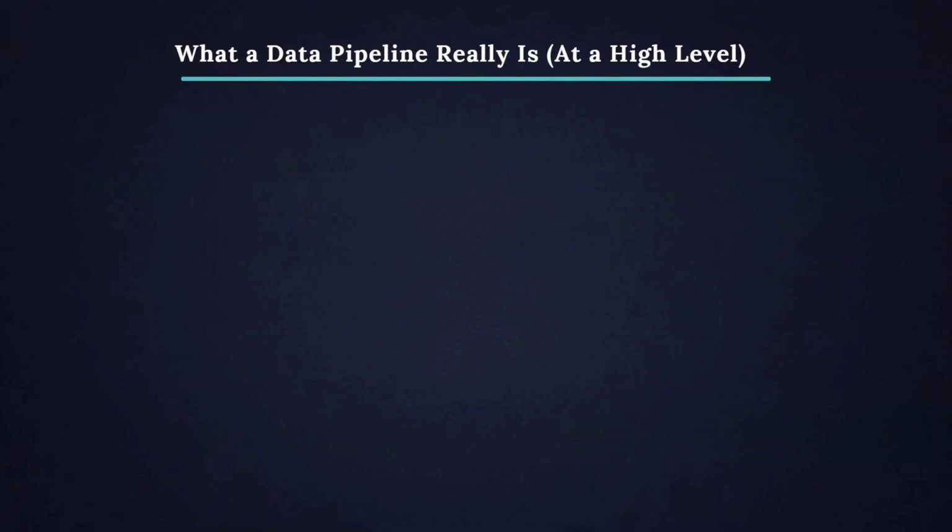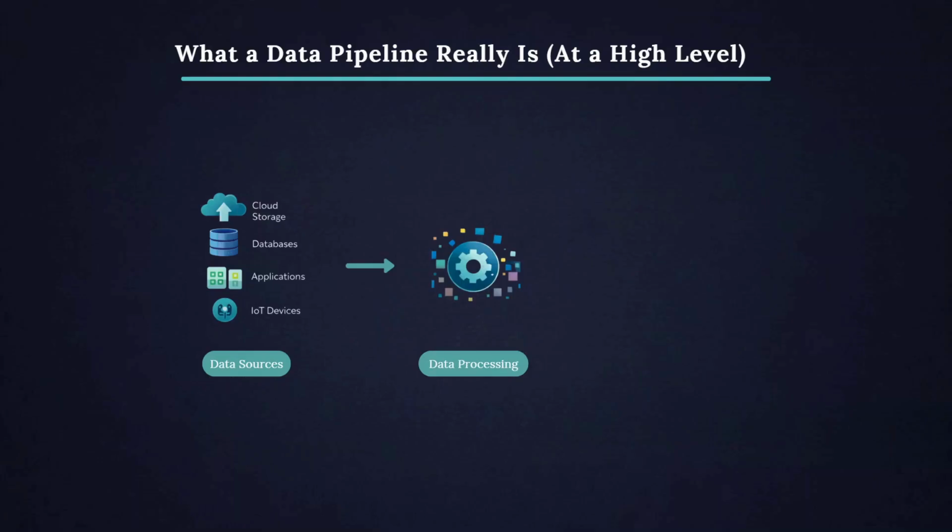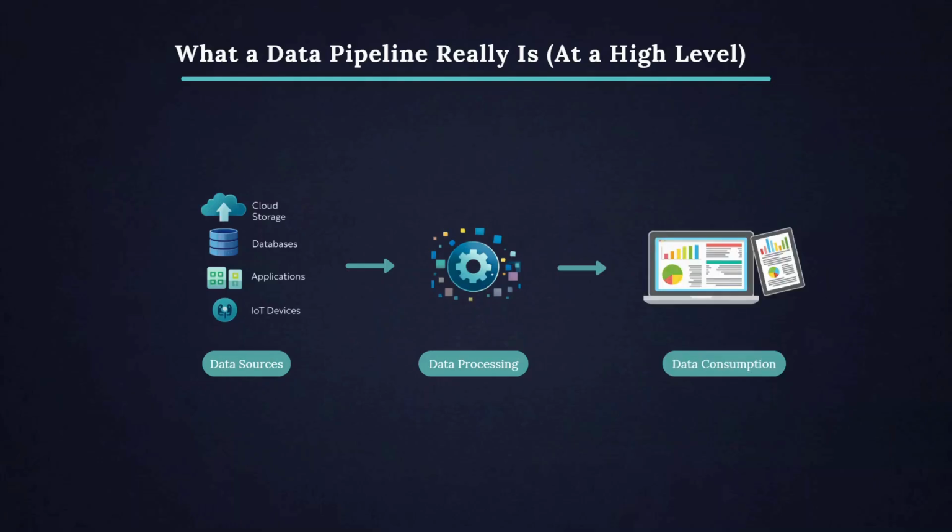Let's understand what a data pipeline is. First, data comes from different sources. It could be databases, applications, IoT devices, Excel files, and many more. That data is then collected, processed, cleaned, and organized into a form that is usable. And finally, that data is consumed through dashboards, reports, or other systems.